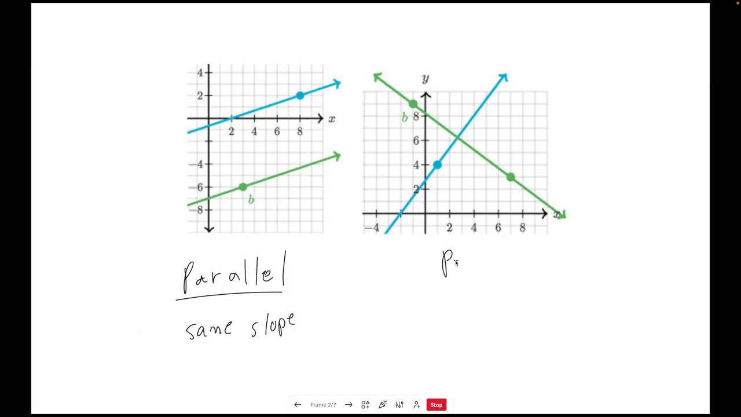On the right-hand side, we have perpendicular lines. And perpendicular lines, they form an X or a plus sign when they hit each other. They form right angles is the fancy way. But for their slopes, we need to know that they are negative reciprocals. And we should already be familiar with this terminology. Okay, so if you want a refresher, please go watch the video.